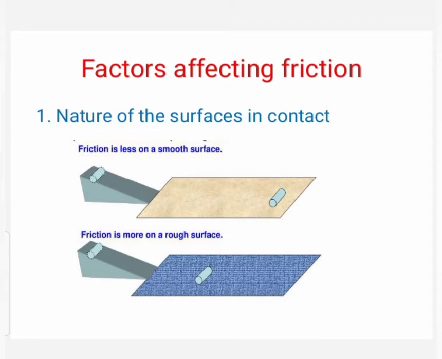If the surface is smooth, friction is less. So, the object moves more distance. If the surface is rough, the object covers less distance. Because on the rough surface, there are a large number of irregularities. So, the friction is greater.